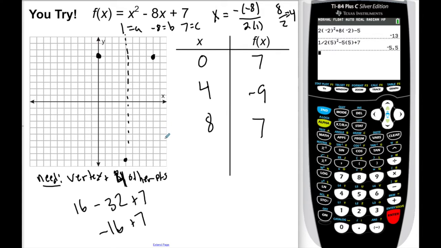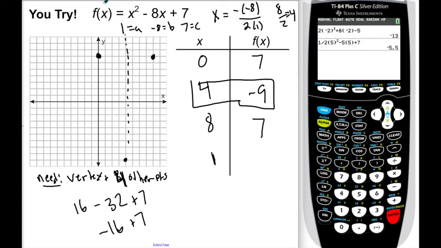Okay, now I need some more ones to plug in. This is not really good enough. So let's come up with another. What's the next easiest number to plug in? Work smarter, not harder, right? 1. Why not plug in 1? Not hard to plug in. And remember, because the vertex is 4, negative 9, if I know what 1 is, 1 will be the same as 7.